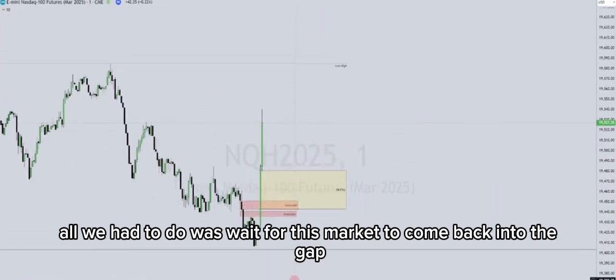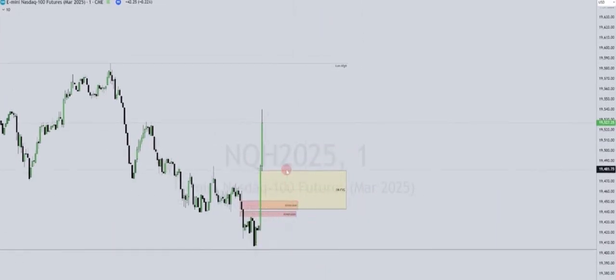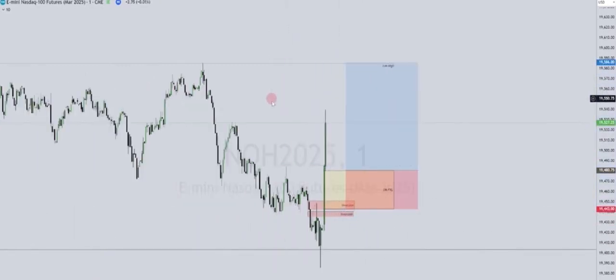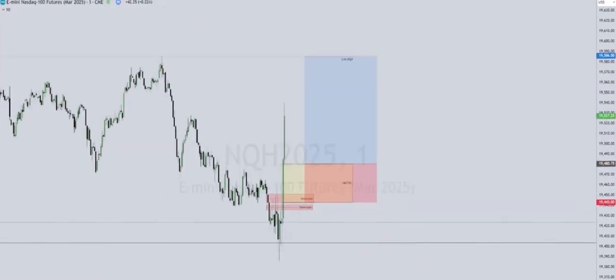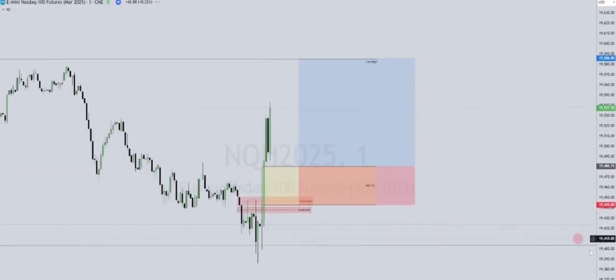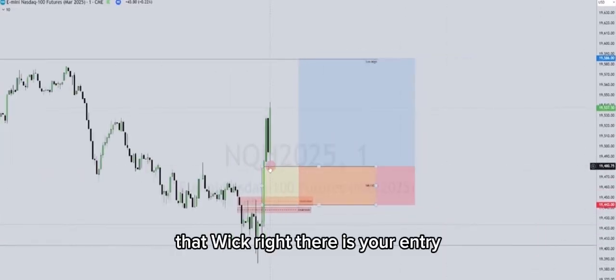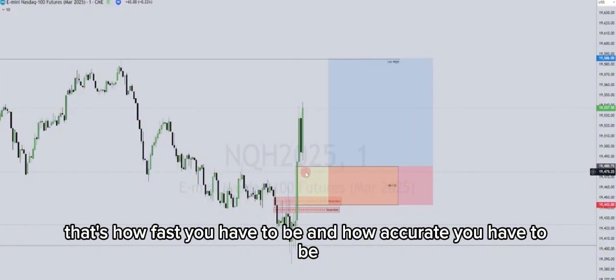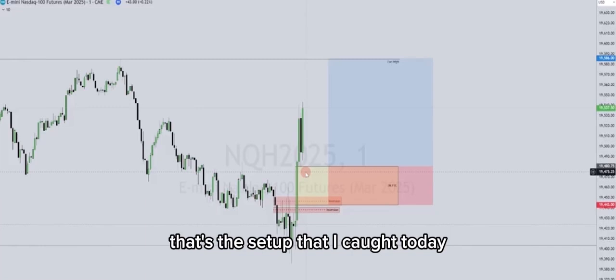Now, all we had to do was wait for this market to come back into the gap, which is what I did. Stop below the 1 minute FEG. Target at London highs. Market comes back in, pulls in, boom. Right there, man. That wick right there is your entry. That's how fast you have to be and how accurate you have to be. That's the setup that I caught today.